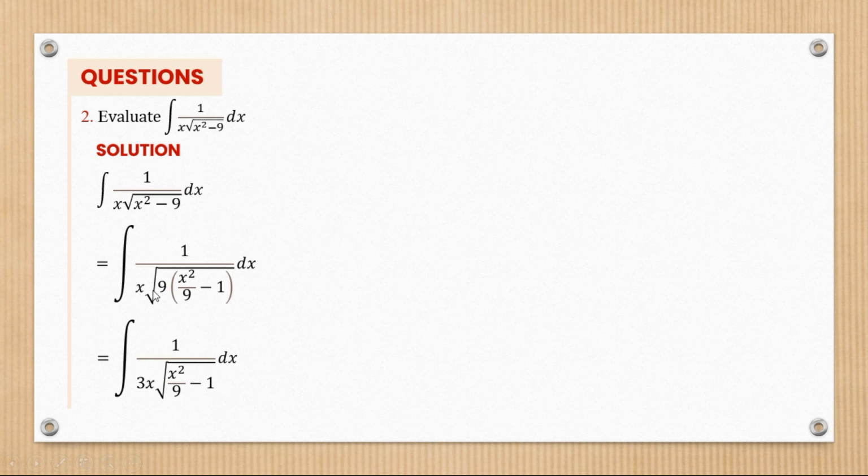The square root of 9 is actually 3. When I pull out that 3, the 3 multiplies the x, so I have 3x, and then I will be left with the root of x squared over 9 minus 1. But also remember that 9 is the same as 3 squared, so I can combine the powers and I'll have x over 3, all squared. This is how we'll have it looking. Now, having it at this step, we can apply sec substitution.